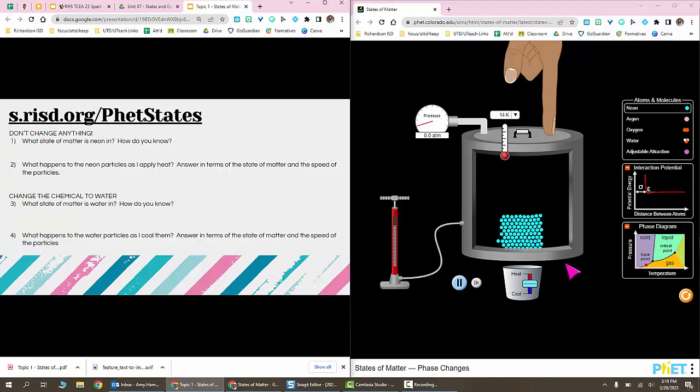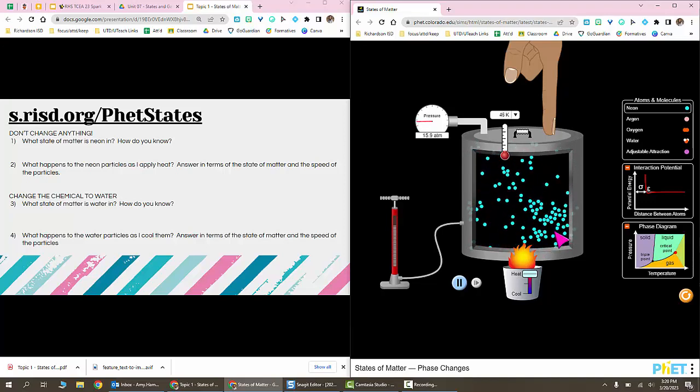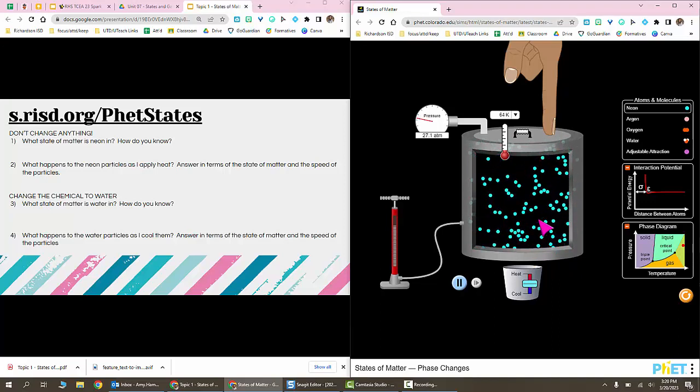Question 2 says, what happens to the neon particles as I apply heat? Answer in terms of the state of matter and the speed of the particles. So I'm going to change the temperature by adding heat, and watch, it shows a little fire there. Ooh, so when you add heat to those neon particles, well, remember, heat them up, speed them up. So what is happening here? That neon has changed, and now those particles are free floating in all directions.